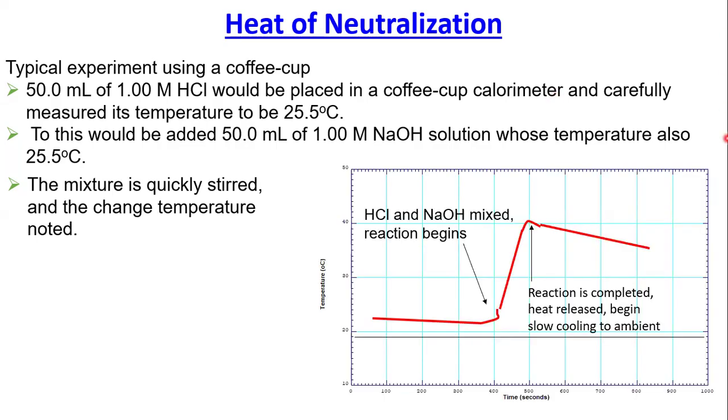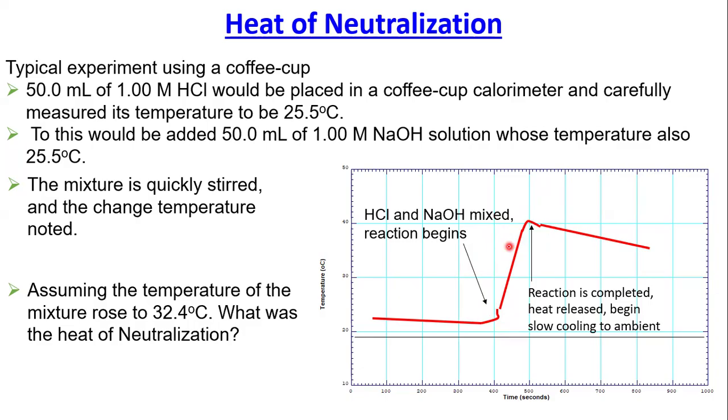So this is a graph showing how the temperature will rise. Where the arrow is now is the starting point, and then it will move here. At the peak here is where the reaction is complete. So we check the difference between the initial temperature and the final temperature to get our temperature change, which we'll use in our calculation. Now, for the purpose of calculation, we are saying that assuming the temperature of the mixture rose to 32.4, what is the heat of neutralization?